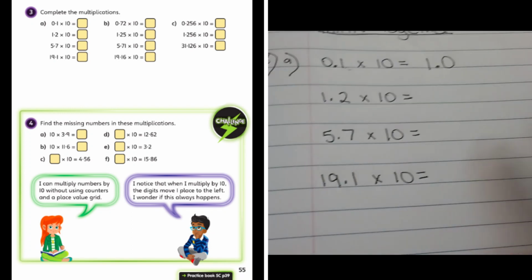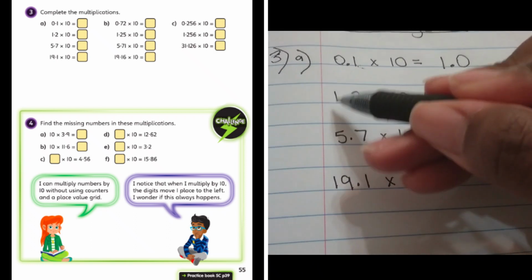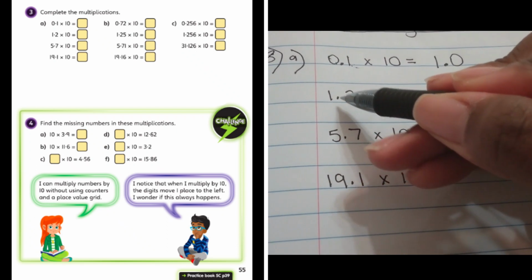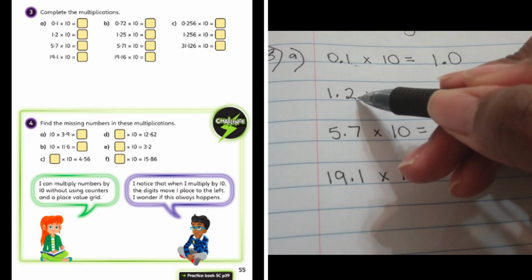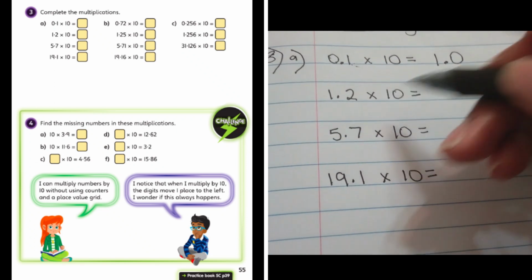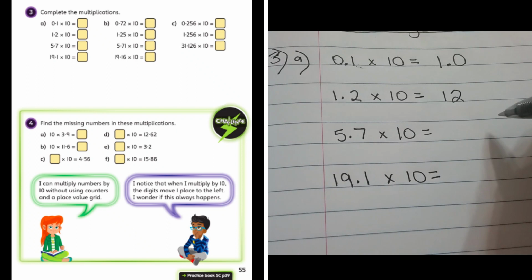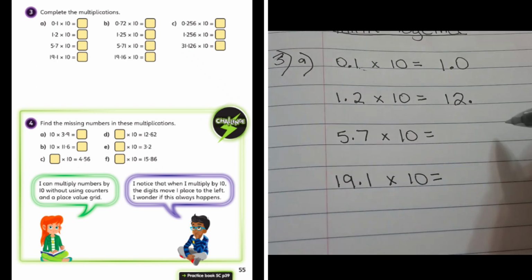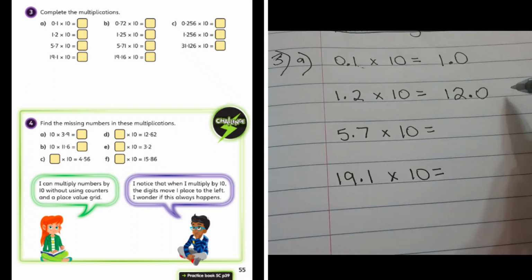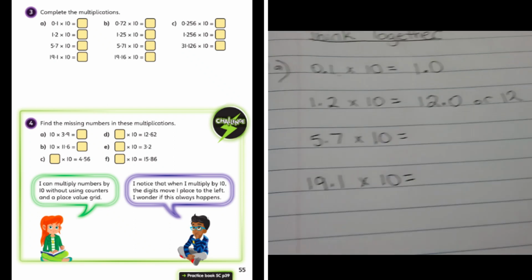For the next one, 1.2 times 10, I know all the numbers are what's moving, and the decimal point technically stays in the same spot, but I'm just going to visualize it as the decimal point jumping here, because when the numbers move, it's going to seem like the decimal point moved back. So now, the 2 is going to appear in front of the decimal point. And there's nothing after it, so just 12.0, or I could simply write 12. Both of these answers are correct. Writing 12.0 or 12, same difference, same value.